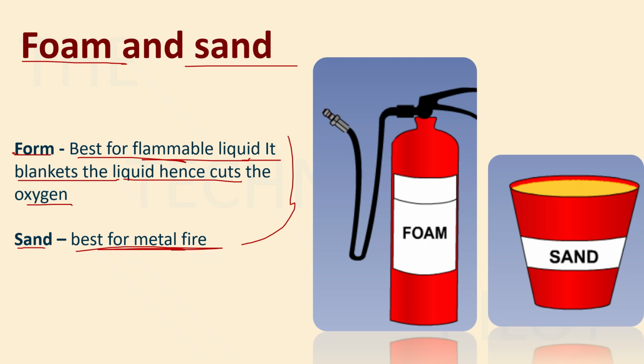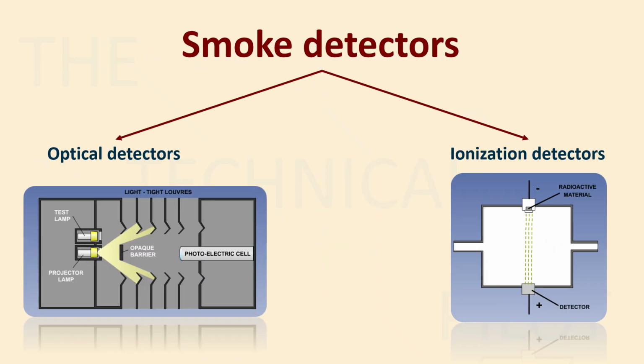So remember these points if you can. Very well asked in your exams. And then finally, we have smoke detectors. So there are two types of smoke detectors. Firstly, we have an optical detector, and then there is an ionization detector, right?